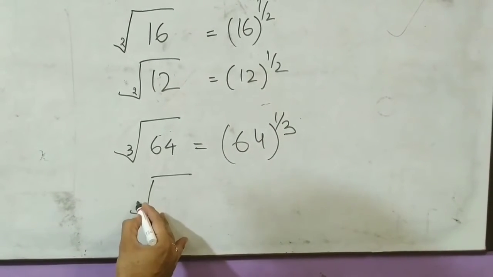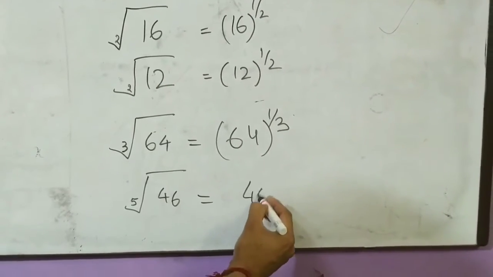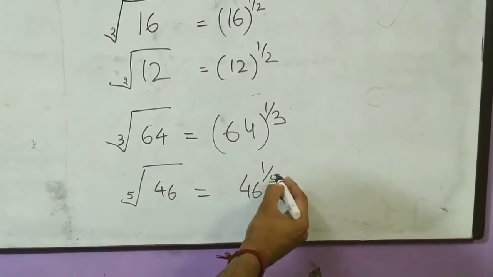If you can write down 64 to the power 1 by 3. In this way, if it is written here 5, it means 46 to the power 1 by 5.